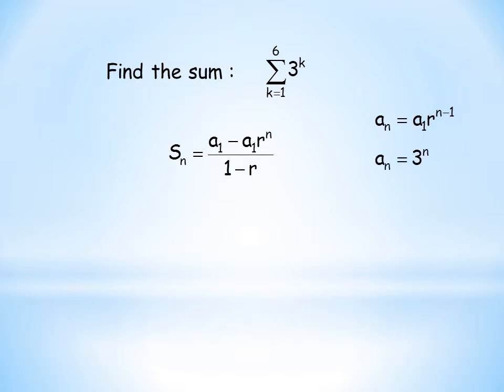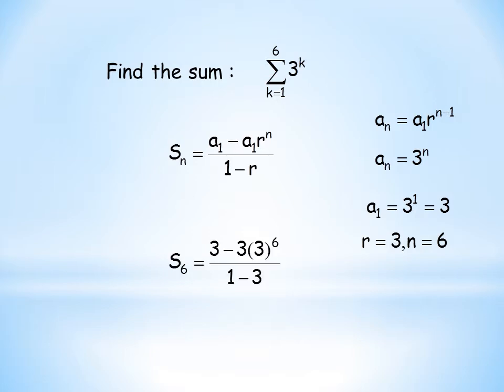So in this case, we know that an has to be 3 to the n because it has 3 to the k here. So if I plug in 1 for n, I know that A1 would be 3 to the 1, or just 3. So now I know what A1 is. r is always the thing that is raised to the exponent, so r would be 3. And it told me up here that n is 6. Now I have all the variables that I need to plug into my formula and put this into my calculator and solve.